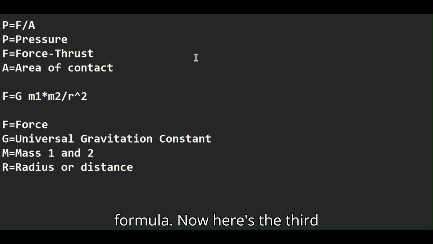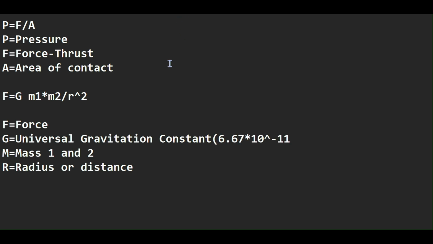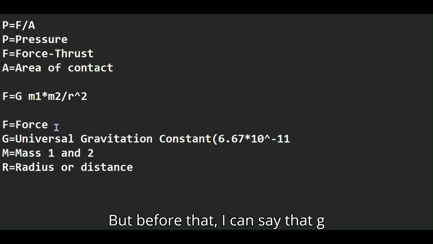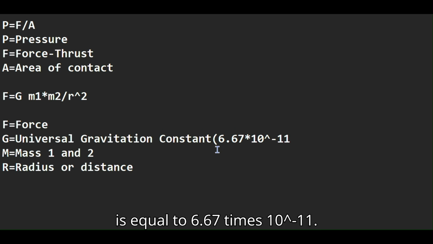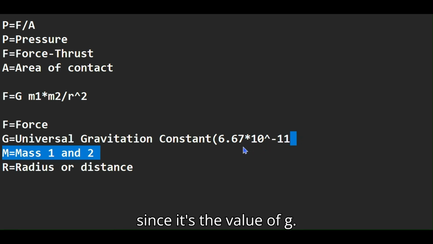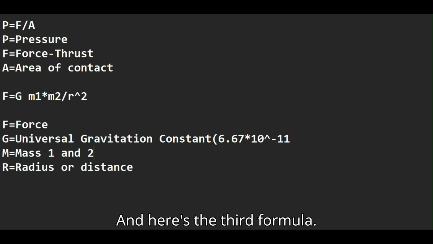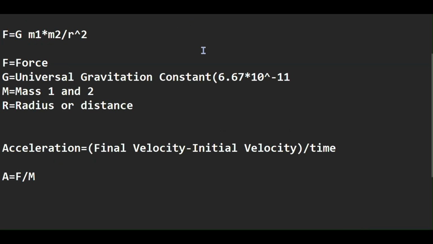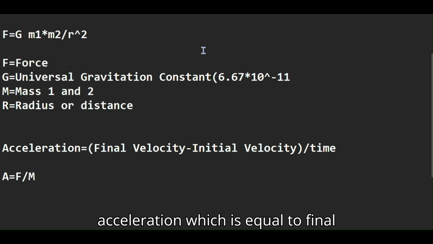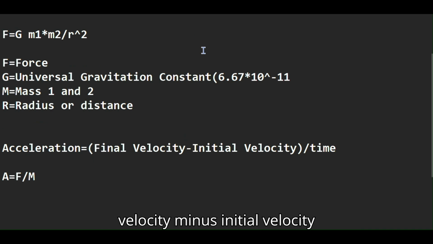Now here's the third formula, but before that, I can say that G is equal to 6.67 times 10 to the power of minus 11. This is very important since it's the value of G. And here's the third formula: acceleration is equal to final velocity minus initial velocity by time.